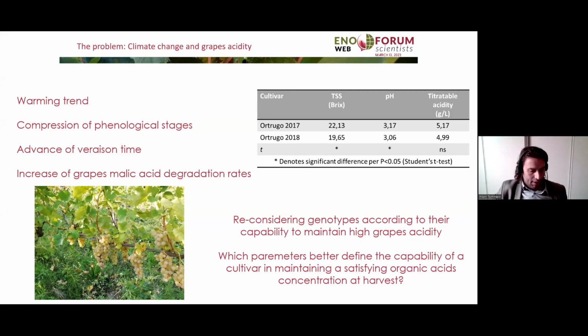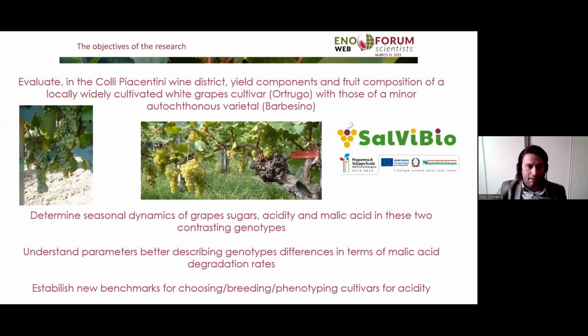In this context, many growers or many districts are today reconsidering whether to grow different varieties compared to the most commonly grown, to improve the acidity in grapes at harvest.